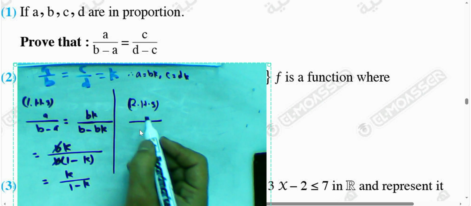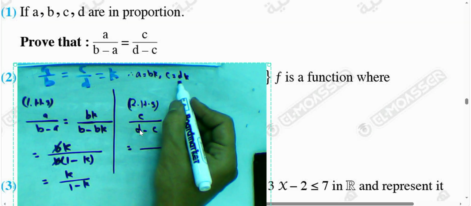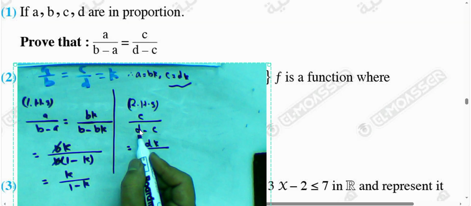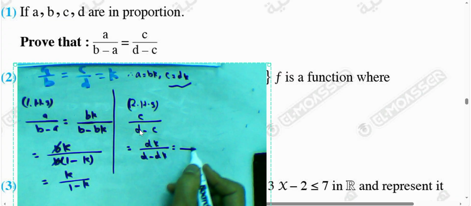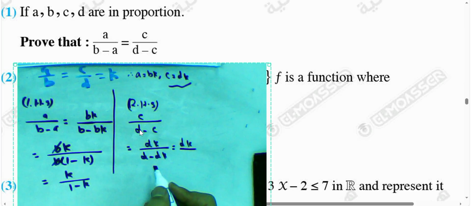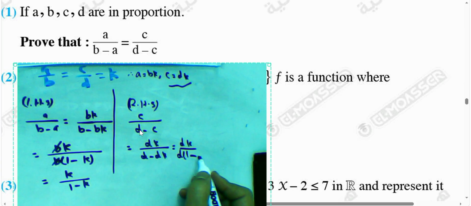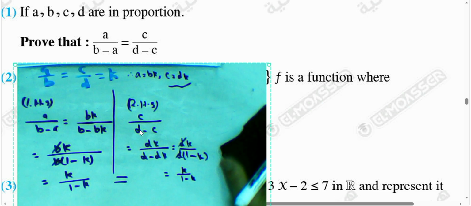Right hand side here, C over D minus C. C was D product by K and D was constant, subtract C, DK. You can take the common factor D out. D divided by D is 1 and DK divided by D equals K. The result will be K over 1 minus K. Then they are equivalent. Left hand side equals right hand side, the same constant.